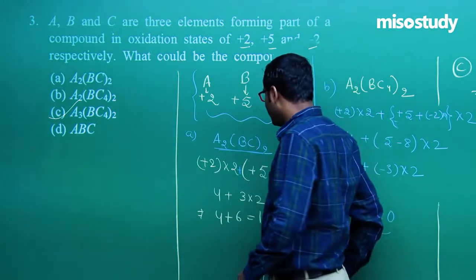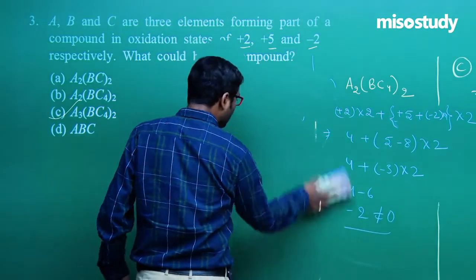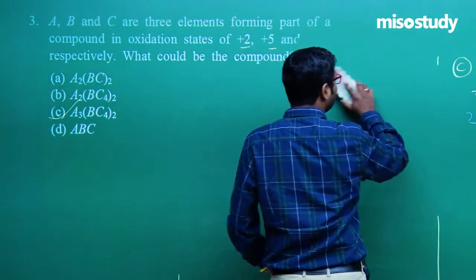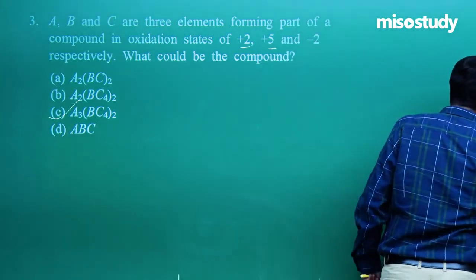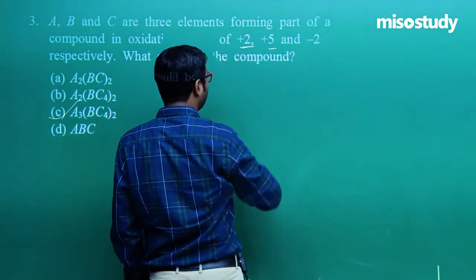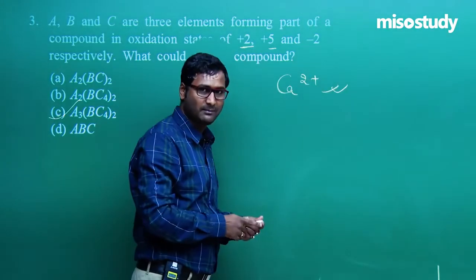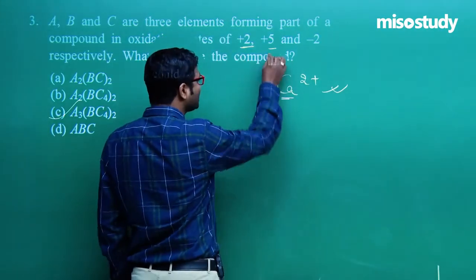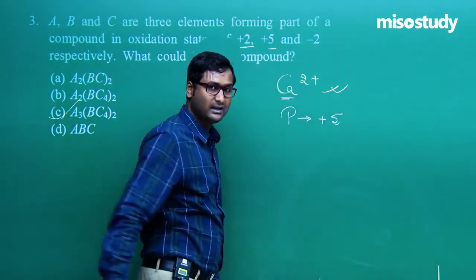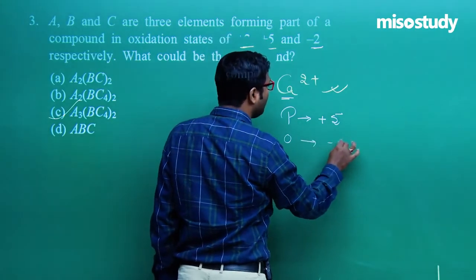Now the second method is how to assume the things. As we know, if A is in +2 oxidation state, we know +2 oxidation state is the case of alkaline earth metal. Am I right? So this is the case of alkaline earth metal, that is the Ca2+ ion. Generally, I am assuming that it is the alkaline earth metal, that is Ca. And +5 oxidation state, generally it is phosphorus. Clear? And that is oxygen, the general oxidation state of oxygen is minus 2.